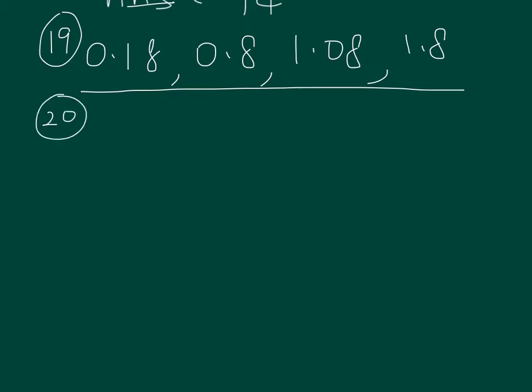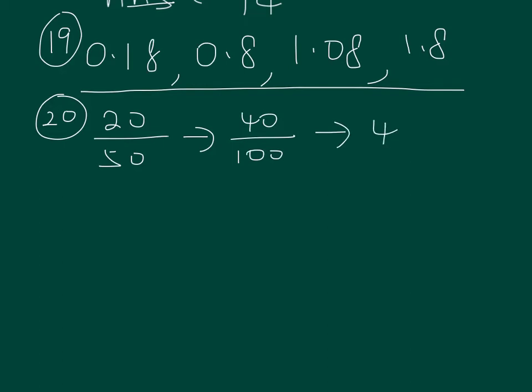Question 20. 20 out of 50 pupils wear spectacles. What percentage wear spectacles? So there is 20 pupils out of 50 that wear. This is the same as 40 over 100. This is the same as 40%. So question 20, answer is 40%. We move on now to question 21.